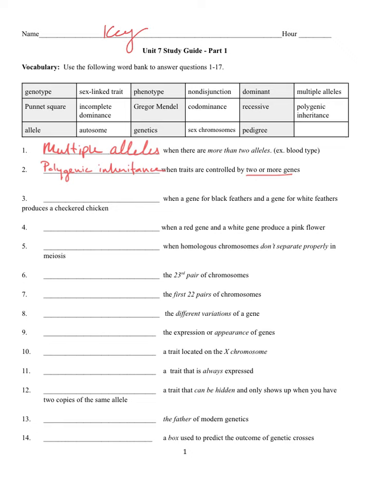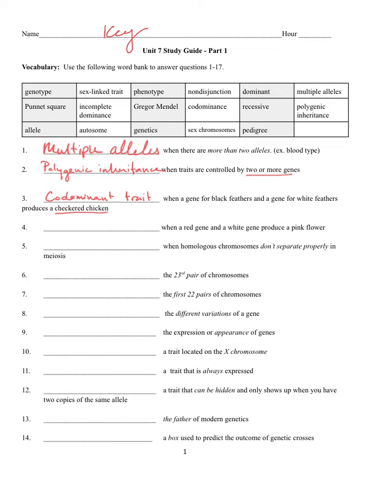Number 3, if you have a gene that gives you 2 traits that are fully expressed, like in this example with black feathers and white feathers producing a checker chicken, that's a codominant trait. So remember, when codominance happens, there are traits that are fully expressed even if the individual is heterozygous.